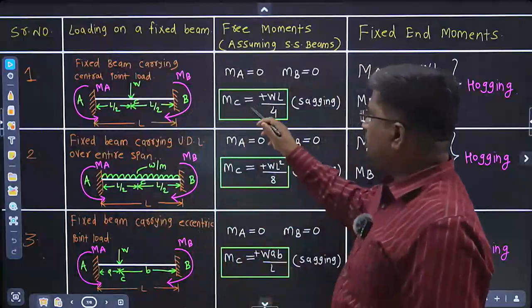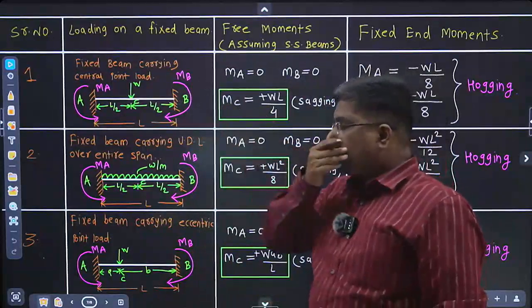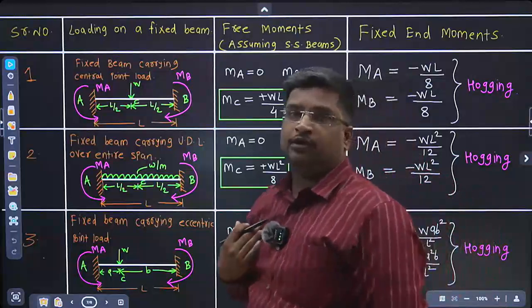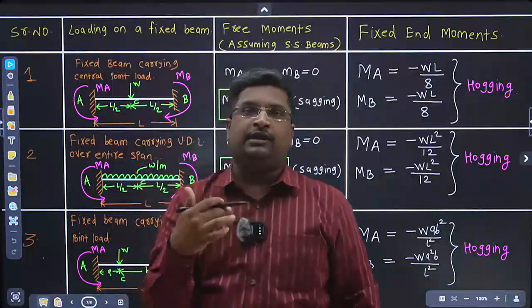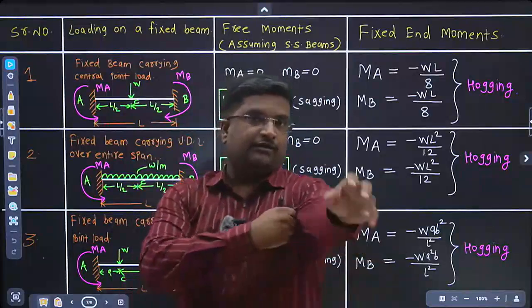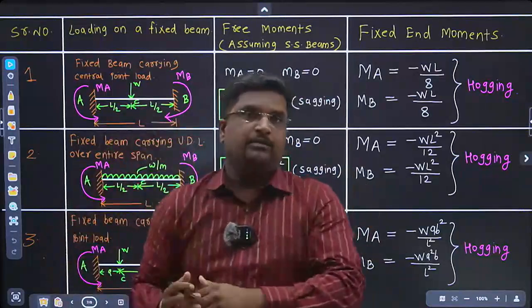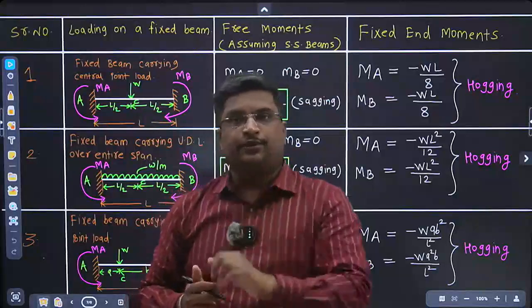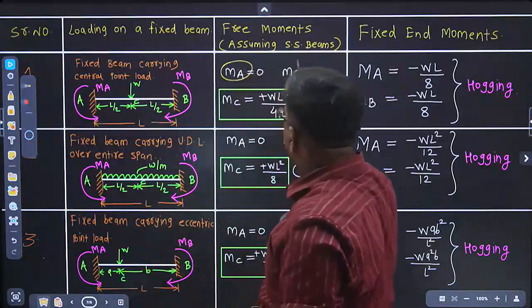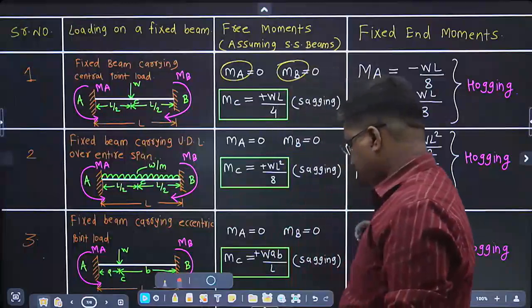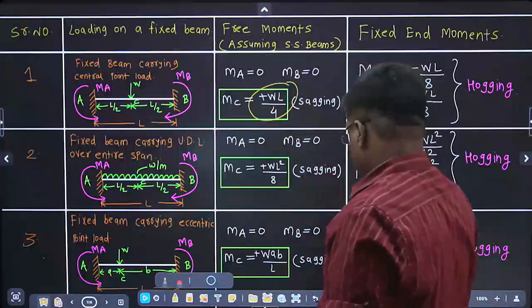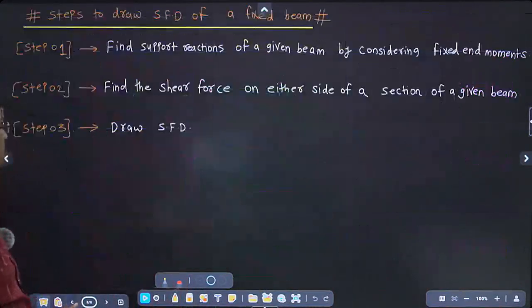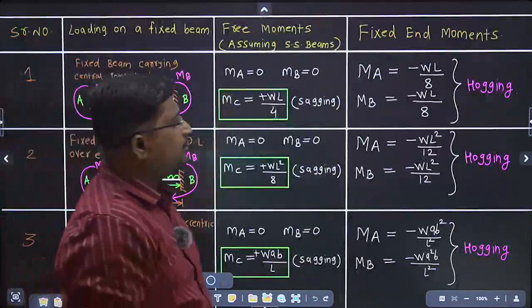What is the formula of free bending moment? How to calculate free bending moment? We have to consider the fixed beam as a simply supported beam, and then we have to calculate the fixed end moments. Now, if we consider simply supported beam, as A and B are simply supported, free bending moment at A and B are always zero. Free bending moment at C is plus WL by 4. तुम्हाला मी त्याचं डेरिवेशन पण दाखवलं होतं की WL by 4 कसं आलं.